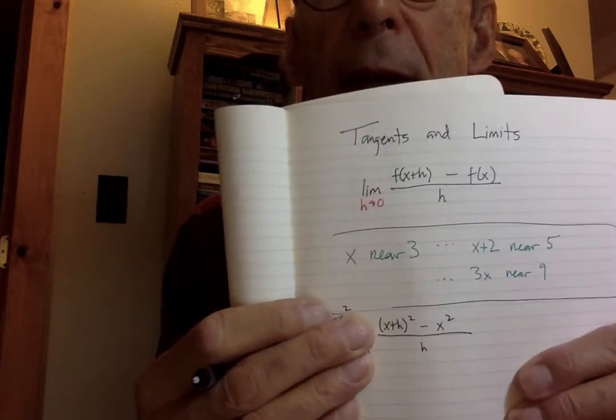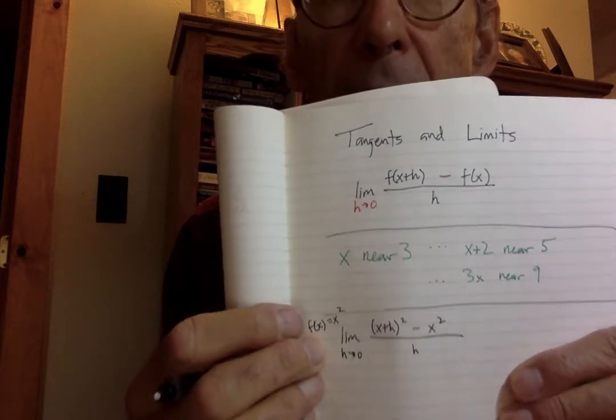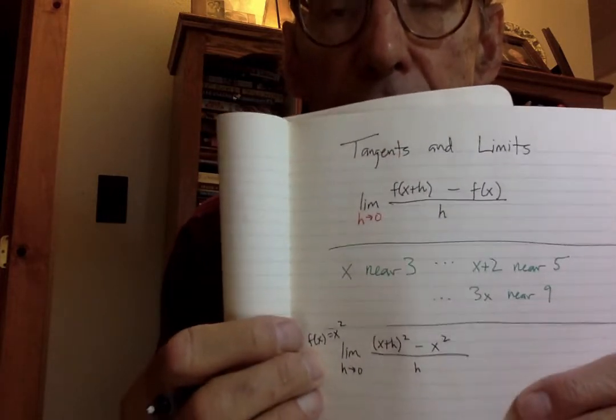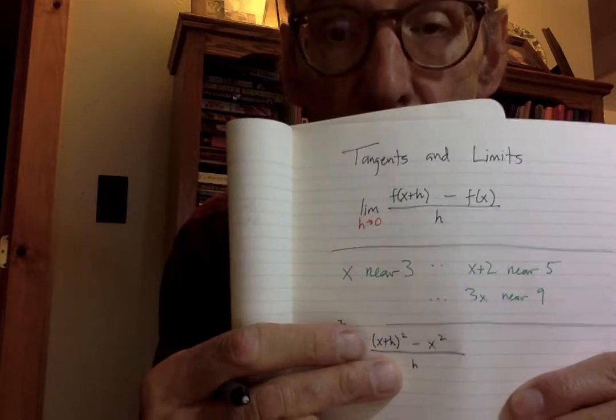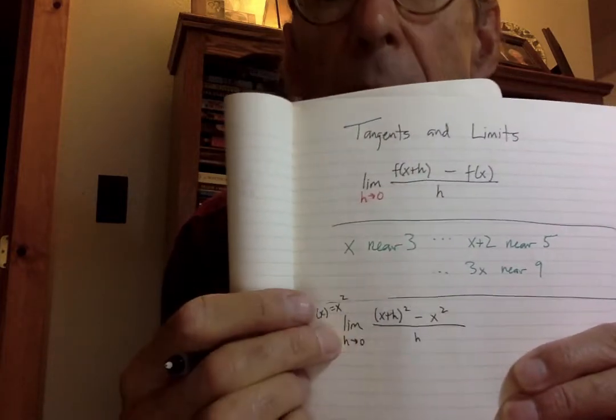But now we want to take the limit, see what happens when h is near 0. H is near 0. H is not 0. It can't be, it's on the bottom. But h is near 0. And so we just have to do some algebra here. I try not to do too much algebra, but sometimes you just got to.